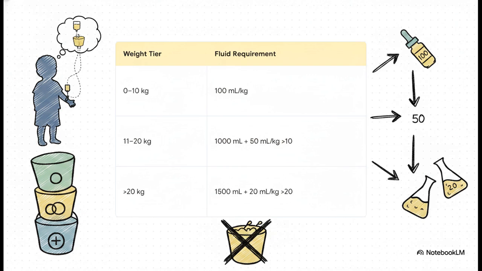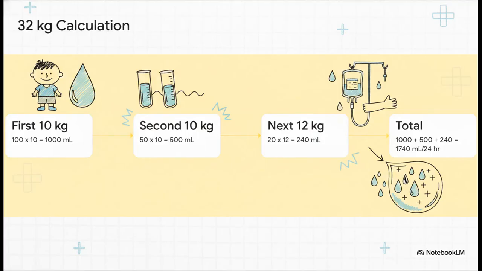Now listen, the biggest mistake you can make here is taking a child's total weight and multiplying it by just one of these numbers. You absolutely must break the weight down into these specific buckets. Let's actually walk through a 32-kilogram worked example together so you can clearly visualize the math. Step 1. We take the first 10 kilos of that child. 10 times 100 is 1,000 milliliters.